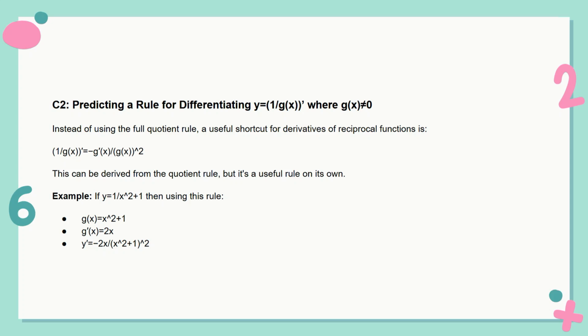For example, let's use the previous function. y is equal to 1 divided by x squared plus 1. Using this rule, g of x is equal to x squared plus 1. g prime of x is equal to 2x. So y prime would be equal to negative 2x divided by x squared plus 1 squared, which is the same answer that we got previously.